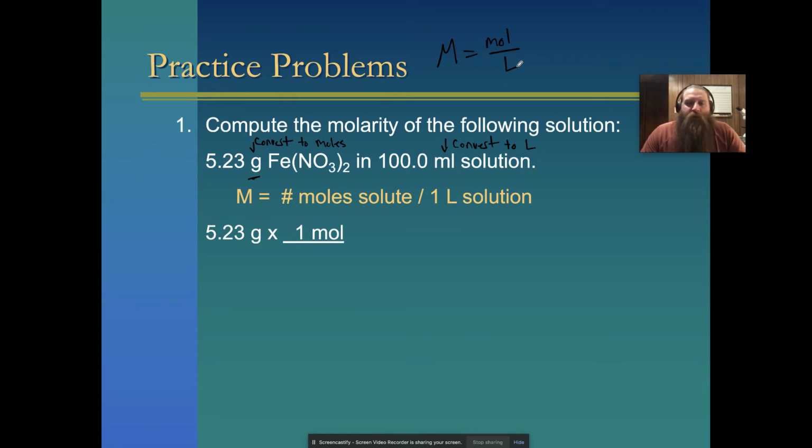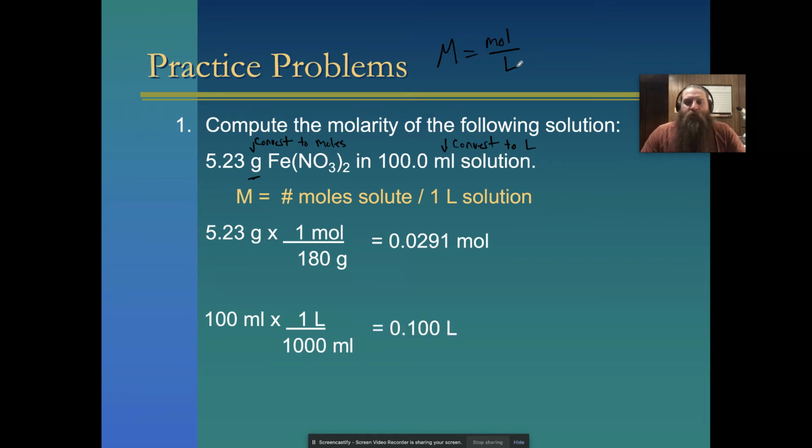So we're going to convert 5.23 grams. I'm going to use the periodic table to get the mass of iron nitrate. It's about 180 grams per mole. And that gives me 0.0291 moles. There we go. 100 milliliters divided by 1,000 milliliters in 1 liter gives me 0.1 liters.